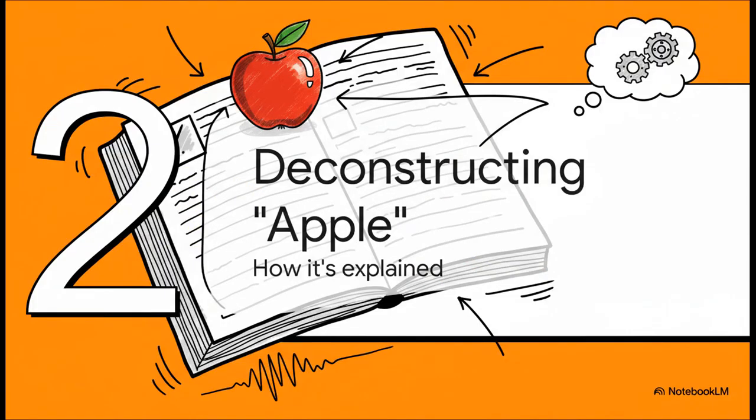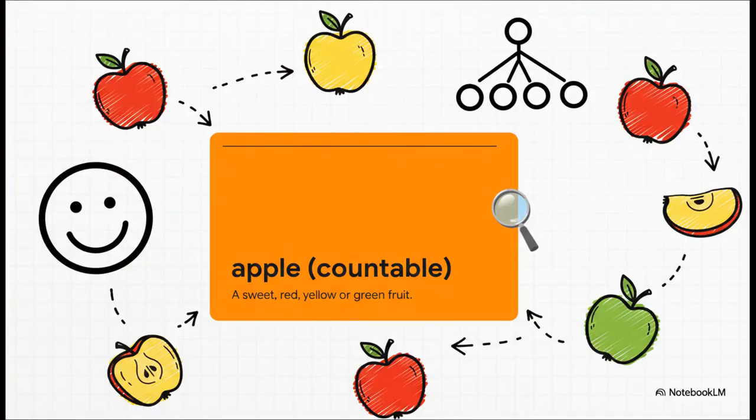All right, so let's break this down. Let's deconstruct the entry for apple. And we're not just looking at what it says. We care about how it says it. Just look at that definition. So incredibly direct, right? There's no complicated botanical jargon, no talk of the Rosaceae family. It just uses common, everyday words to paint a really clear picture.